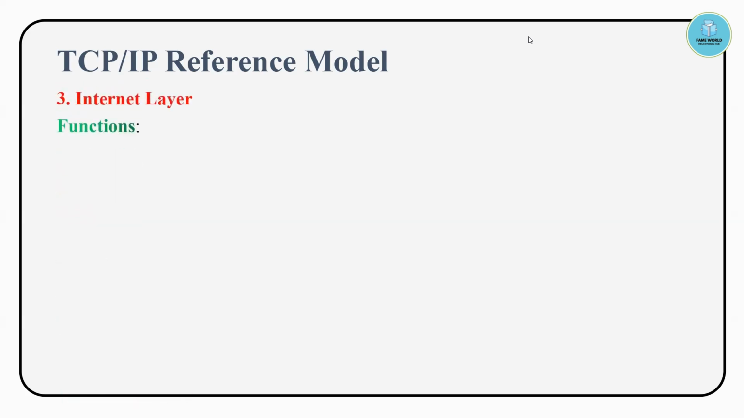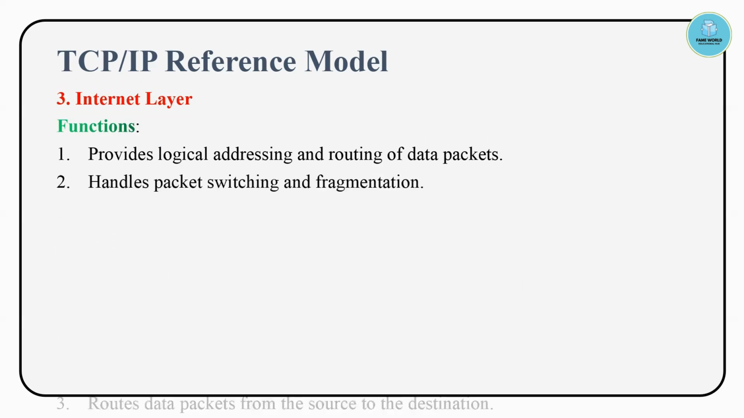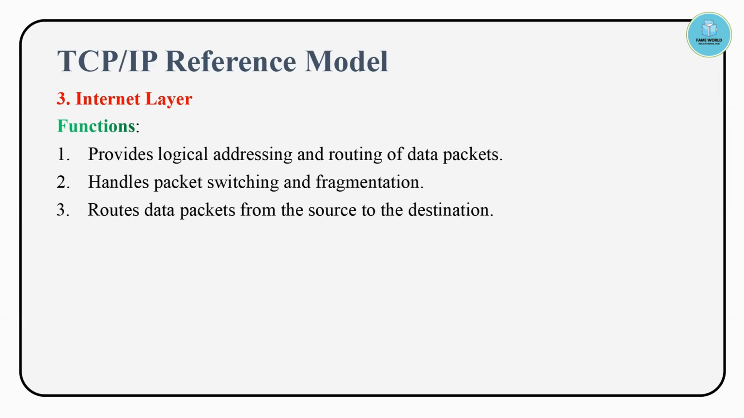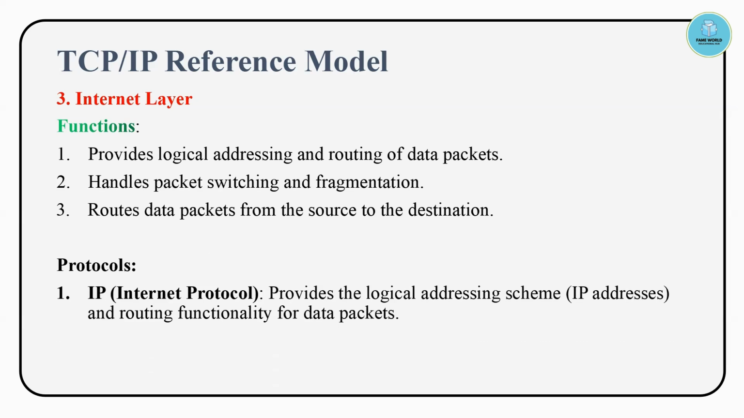Then the internet layer. The functions here: it provides the logical addressing and routing of the data packets, handles packet switching and fragmentation, and routes data packets from the source to destination. In TCP/IP, the internet layer works on these functions. So IP, that is the Internet Protocol, is present in the internet layer in the case of the TCP/IP reference model. And IP provides the logical addressing scheme, that is the IP addresses, and routing functionalities for data packets. So that is the purpose of the internet layer, and IP is the protocol which is present here.